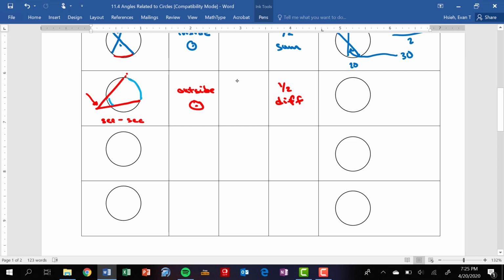And so in this case, it's like this. And if I know that this is, say, 90 and this is 40, it's going to be 90 minus 40. You always want to take the bigger arc first, divided by 2, half of the difference of those intercepted arcs. And that's just going to be 25. And so that angle right there is 25.